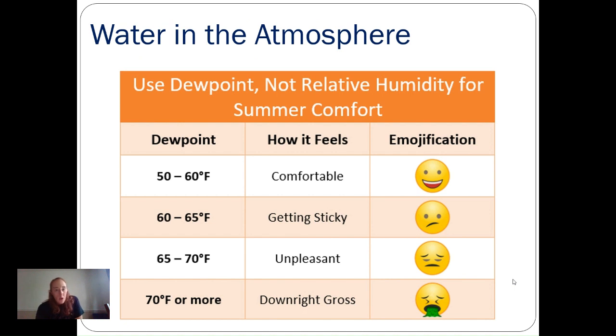So if you want to know if it's going to be super gross outside on a hot summer day, you can use the dew point to understand what it feels like outside. If the dew point is between 50 and 60 degrees Fahrenheit, then it'll feel awesome outside. But if it's 70 degrees Fahrenheit or more, I like this little emojification of it, it's going to feel downright gross. So the higher the dew point, the more moisture in the atmosphere, the more gross it feels outside, and the more sticky and humid it will be.